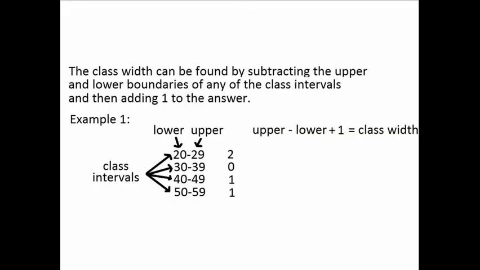Let's try that. So I'm taking this upper number of 29, subtracting it by the lower number of 20, and adding 1 to the answer. 29 minus 20 is 9, and 9 plus 1 is 10. And like I said, this table has a class width of 10 because each class interval covers a span of 10 numbers.